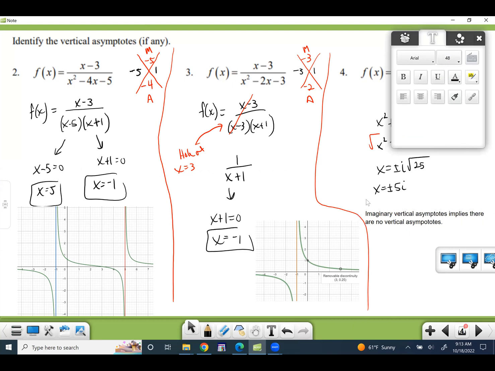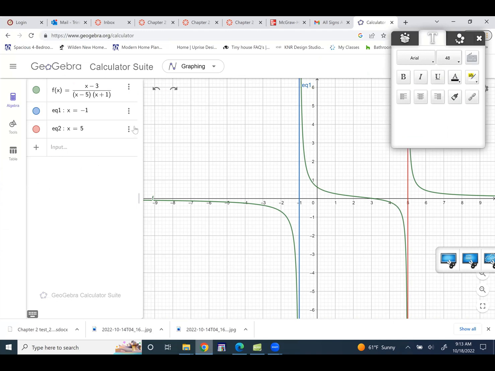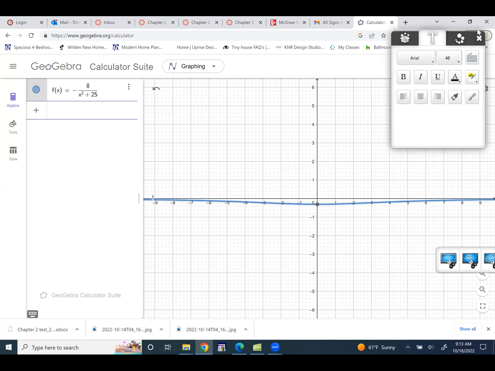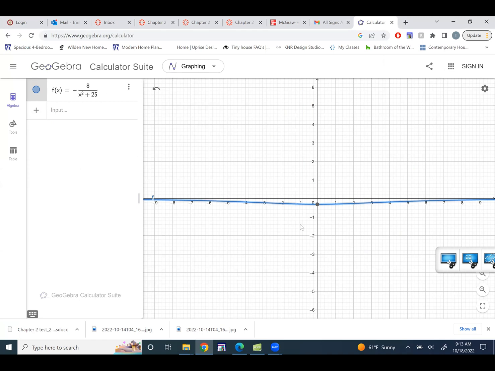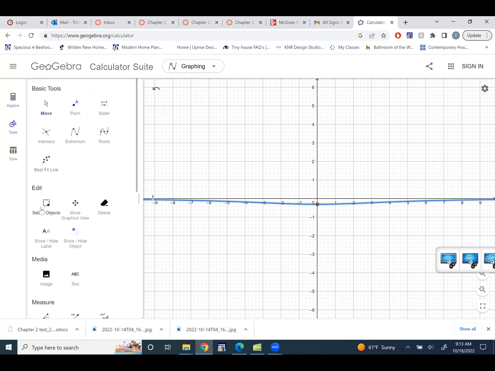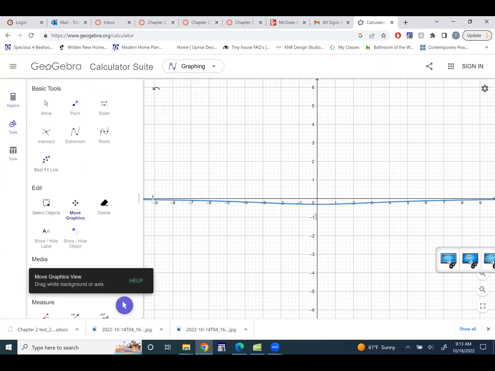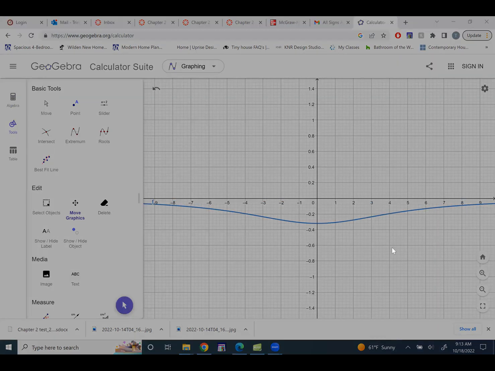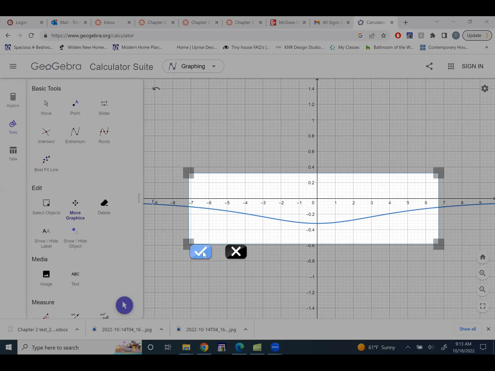Okay, so let's go in here and see what this guy looks like. It was -8 over x squared plus 25, right? Okay, enter. So you can see we definitely don't have any vertical asymptotes on this at all. Let me just do this so we can see the shape a little better. There we go. So no vertical asymptotes, that makes sense. That's what we got mathematically.